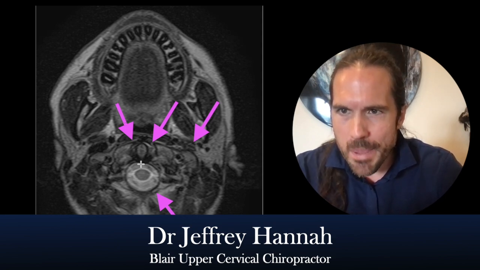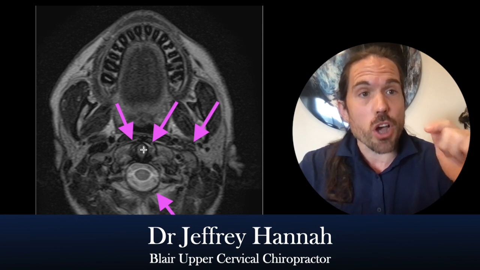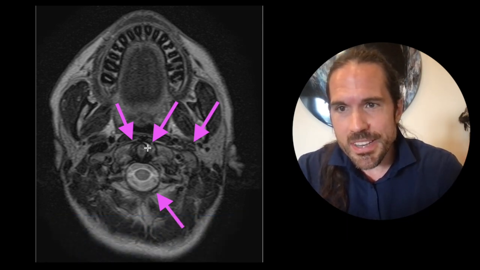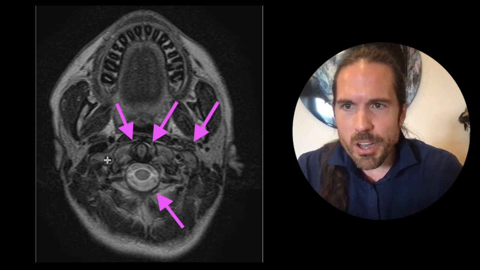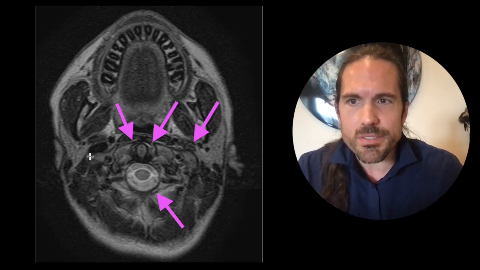So we've got our pink arrows right through here. So now we're looking top down. At the top of the C2, that's this halo that you see right here. And the vertebral body of the C1, so this is the little side projection.